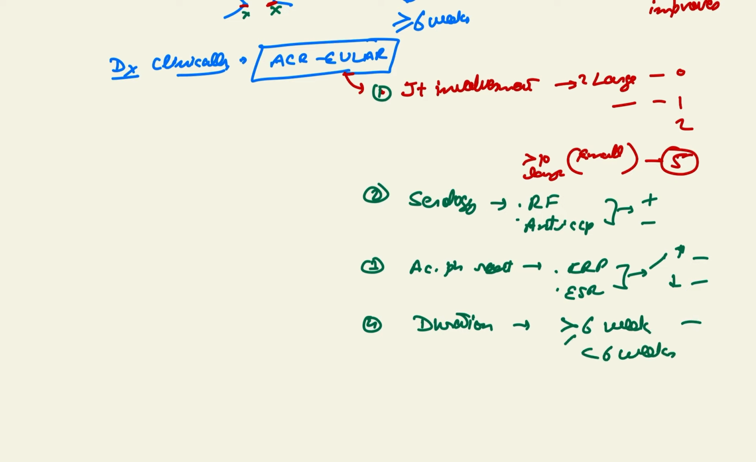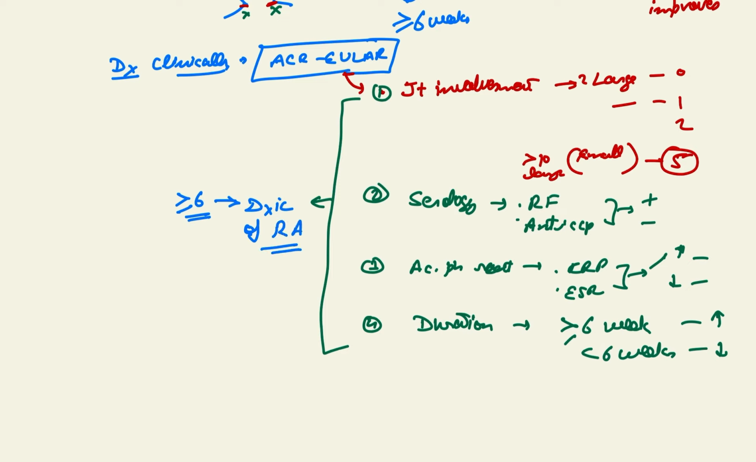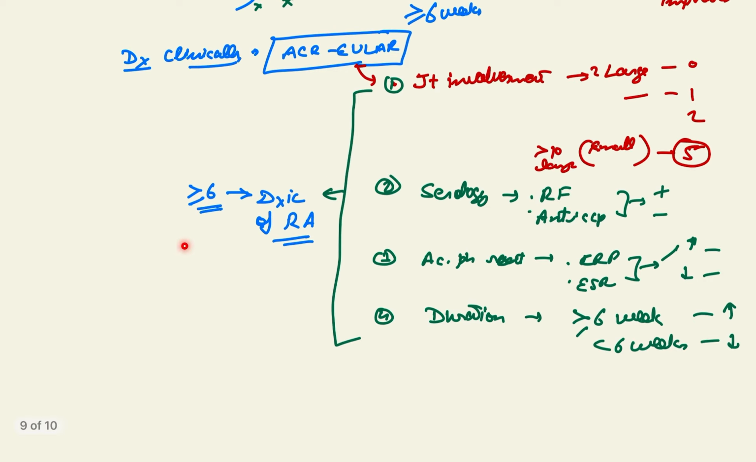If it is more than 6 weeks, then 1 point is given, or higher points are given, and lower points are given otherwise. I'm not going into details of the score, right? So if we calculate the overall score, and the overall score comes out to be 6 or more, then it is diagnostic of RA. The major part is this. If the score comes out to be 6 or more, then it is diagnostic for rheumatoid arthritis, right?